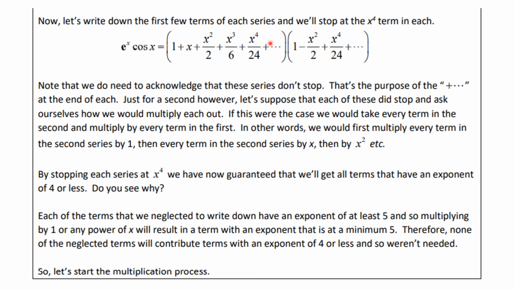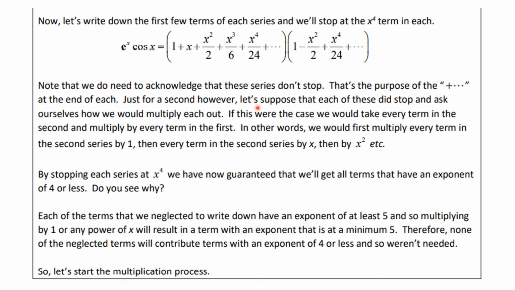So let's write down the first few terms. We go up through x to the 4th in this one, e to the x. So we get 1 plus x plus x squared over 2 plus x cubed over 6 plus x to the 4th over 24 plus dot, dot, dot. And here we get 1 minus x squared over 2 plus x to the 4th over 24 plus dot, dot, dot. So now we have up to x to the 4th, and we'll see what happens.